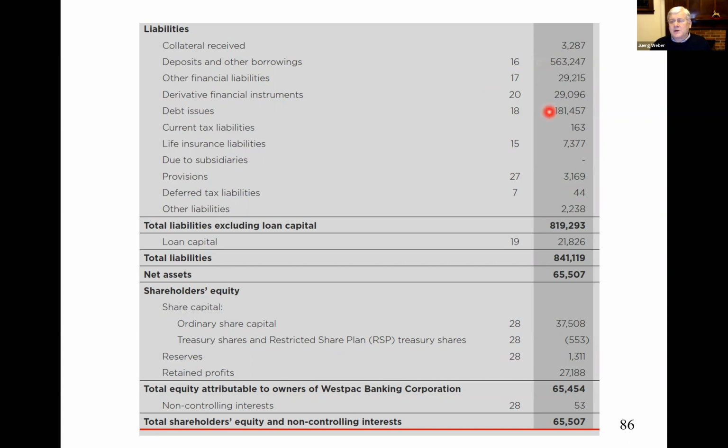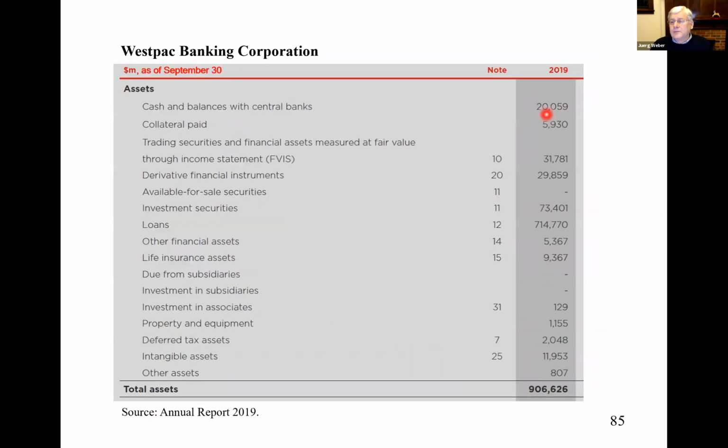Also quite a big item here is debt issues. The bank issues bond-like instruments. If it's shorter term, it's called a banker's acceptance. So it's just securities, like bonds. The banks are issuing those credit contracts, and they get money through that. They take that money and invest it, and the Westpac then invests the money and earns interest on it.